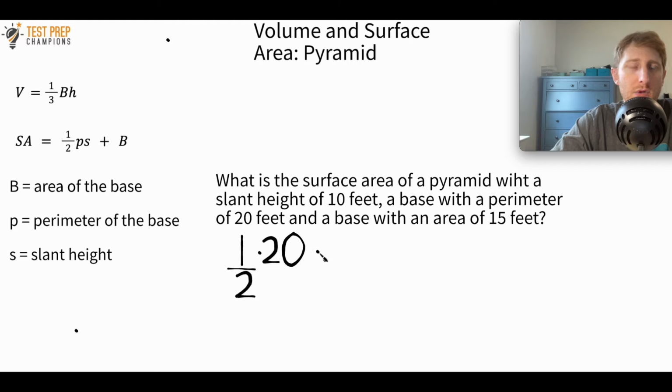And now I want to multiply by S. S stands for slant height, and we're told that it has a slant height of 10 feet. So I'll put times 10 right here. And then to this, we're going to add the area of the base. We're told a base with an area of 15 feet, so we're just going to add 15 here. Now, you're more than welcome to put this in your calculator, and if you do that, you'll see that the answer is 115.